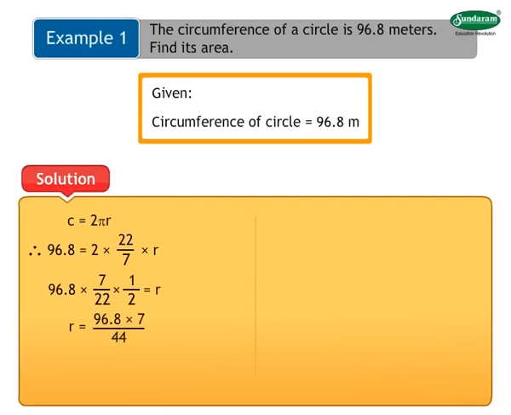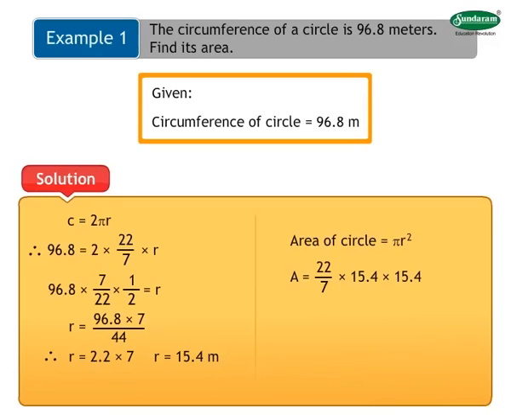R is equal to 96.8 into 7 upon 44. Dividing 96.8 by 44, we get the quotient as 2.2. Therefore, radius is equal to 2.2 into 7. Radius is equal to 15.4 meter. Now we can calculate area of circle. Area of circle is equal to pi into radius square. Area of circle is equal to 22 upon 7 into 15.4 into 15.4.